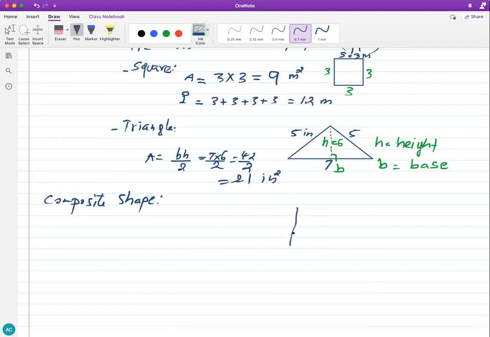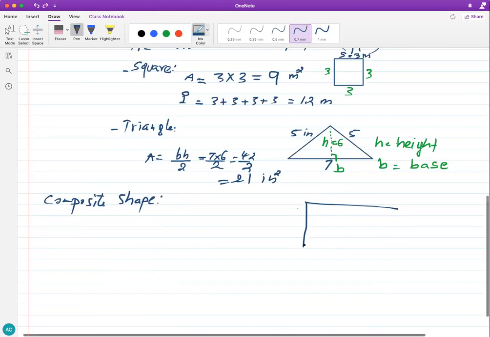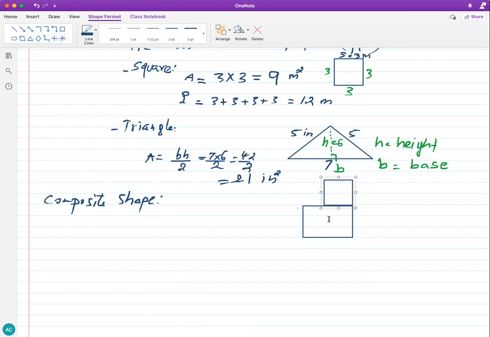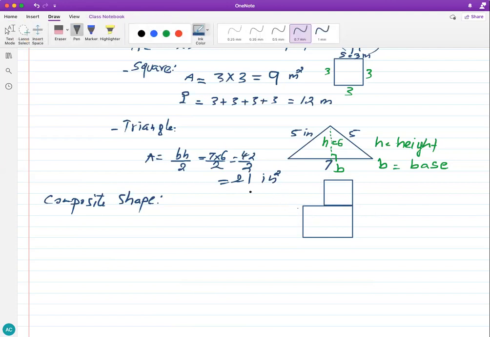So let me see if we can draw this. It has a weird shape. It's not regular, it's not uniform. Maybe a triangle and then a square. I saw that one. Let me use, for example, this instead. So that's a composite shape. As you can see, it's actually mixed up two shapes to come up with that one.